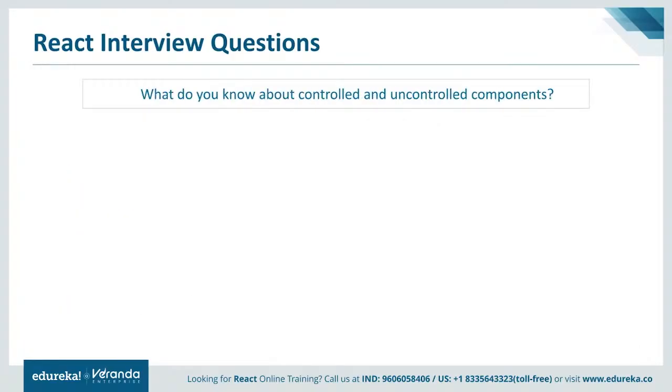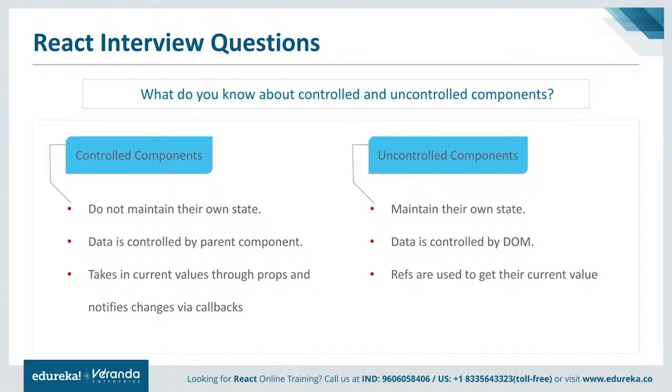What do you know about controlled and uncontrolled components? As I mentioned earlier, components are of two types: presentational components and container components. Again, there are two other types of components which are controlled and uncontrolled. Controlled components do not maintain their own state. Data is controlled by the parent component, not by the child components. Controlled components take in the current value through props and notify changes via callbacks.